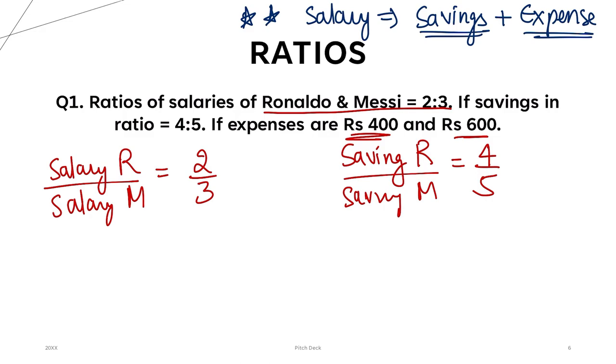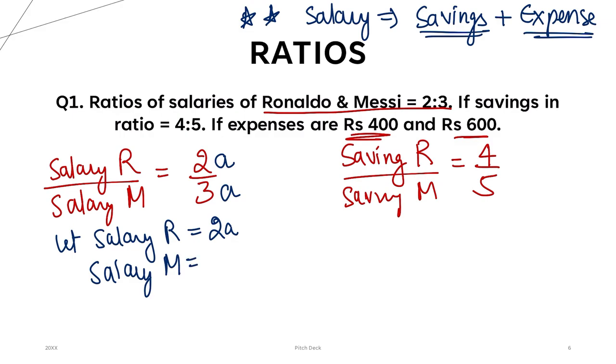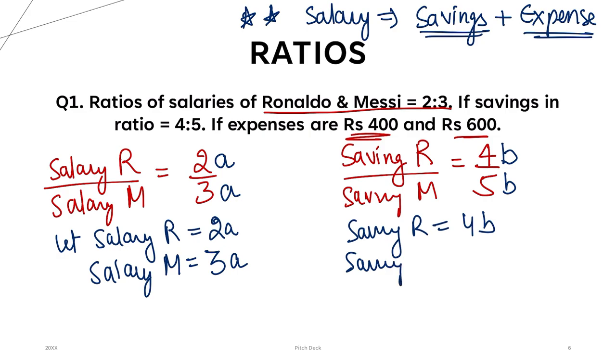Now, their salaries are in the ratio 2 to 3. For my ease, I will multiply this by A on both sides. So the salary of Ronaldo will be 2A. I already told you that you can divide and multiply both by the same quantity, so Messi's is 3A. Now, in the second case, savings are in the ratio 4 to 5. I am going to multiply both numerator and denominator by some other variable, suppose B. Now the savings of Ronaldo is 4B, and the savings of Messi is 5B. I hope this is clear.